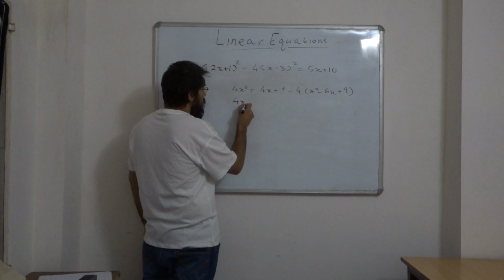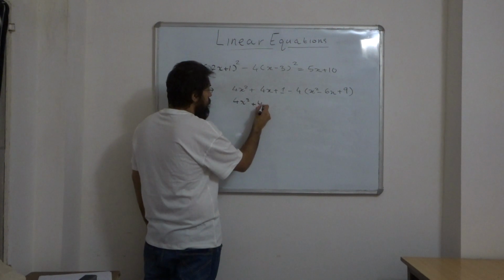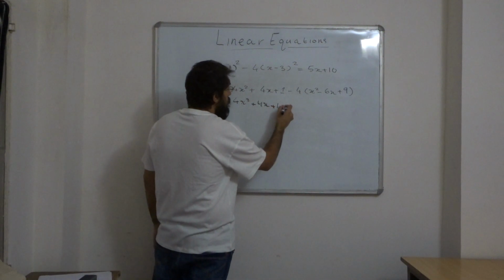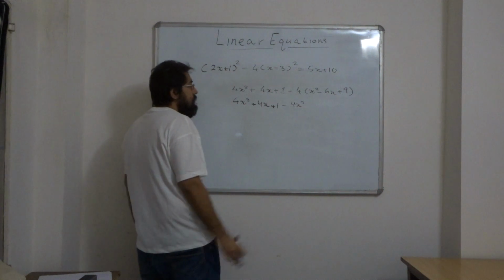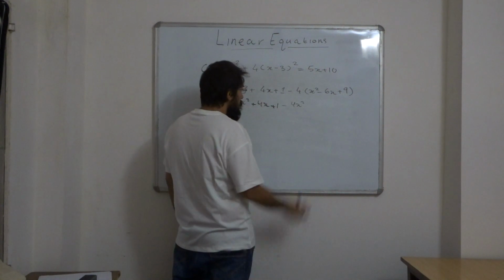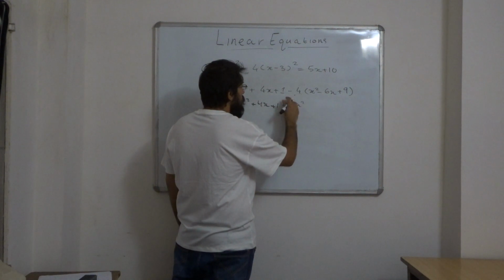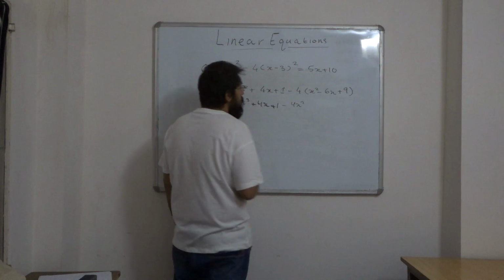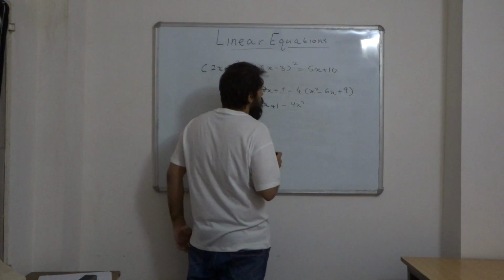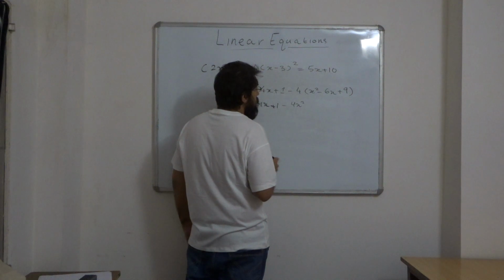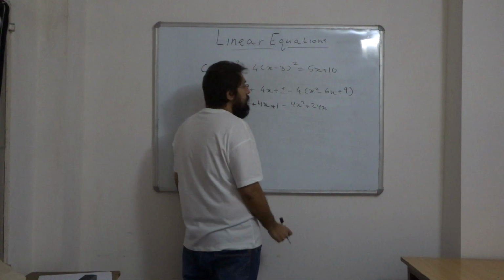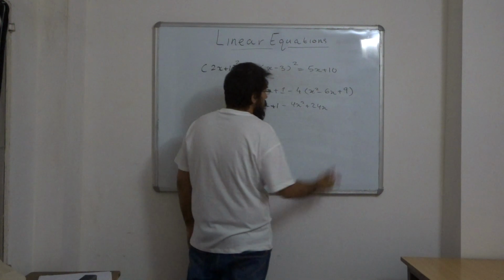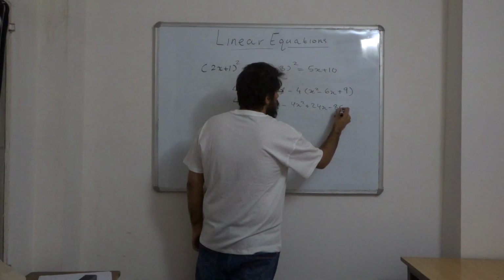We get 4x squared plus 4x plus 1 minus. Now again, guys, we use the distributive law. So we multiply 4 by all of these. Negative 4 times x squared is negative 4x squared. Negative 4 multiplied by negative 6x is plus 24x. Negative 4 multiplied by positive 9 is negative 36.